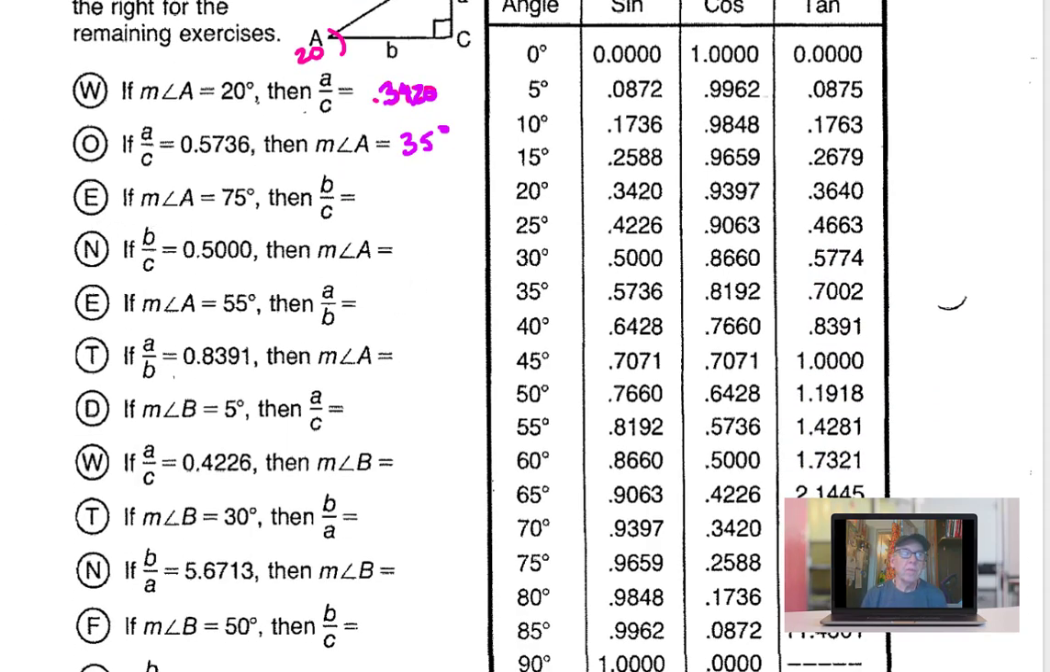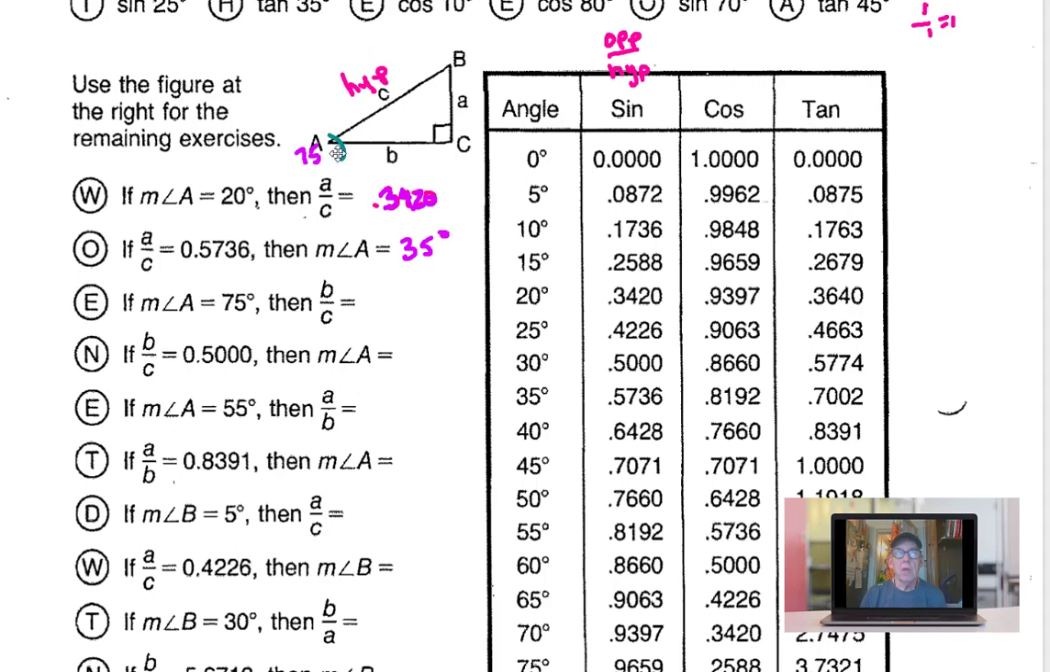Okay, for E, it says now the measure is 75 degrees. So now we have a 75 here for angle A, and it wants to know what B over C is. Now B over C, let's look in relation to A. Here's the hypotenuse. If we were standing at this angle A, we can actually touch this side, which is B. That's the adjacent side, and C is the hypotenuse. So we have adjacent with hypotenuse. Adjacent with hypotenuse is cosine.